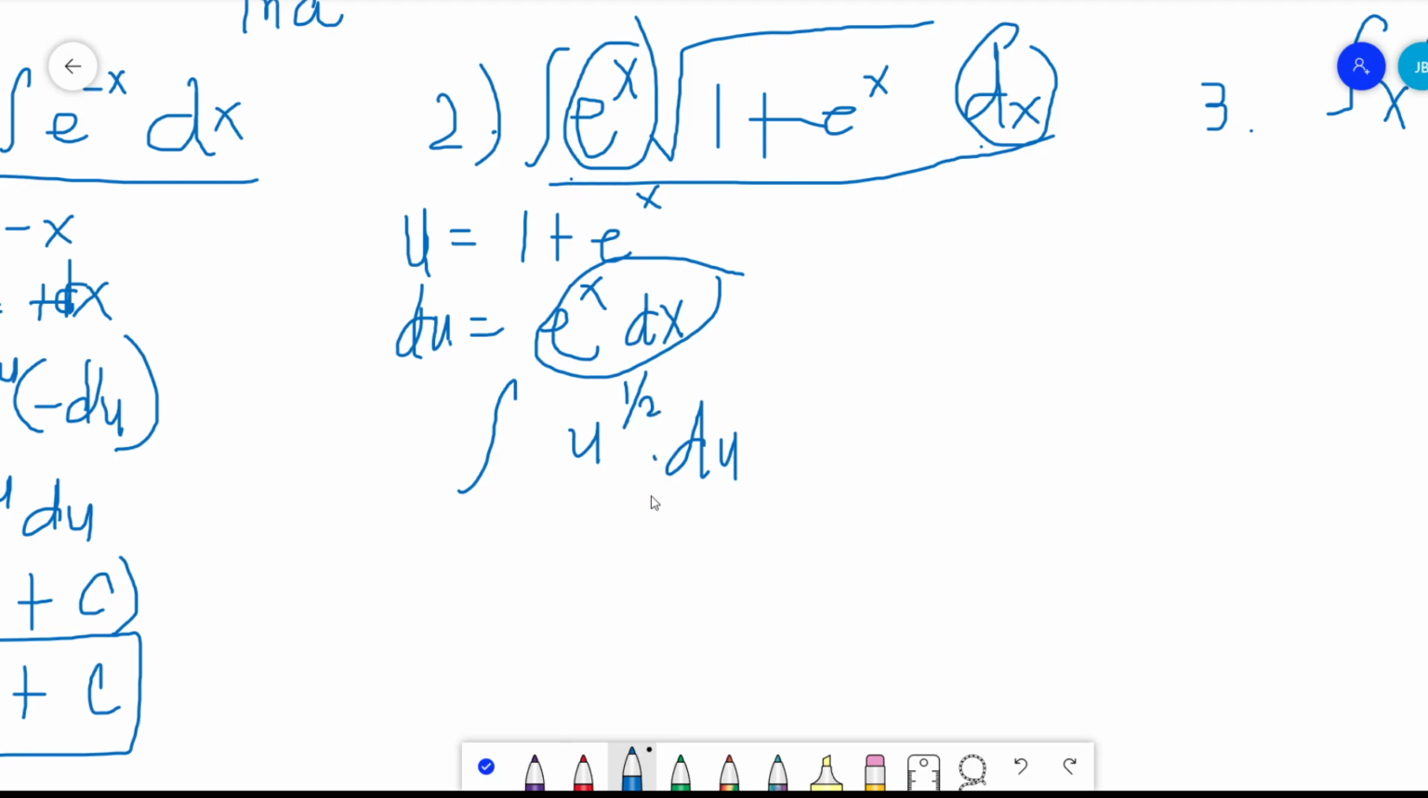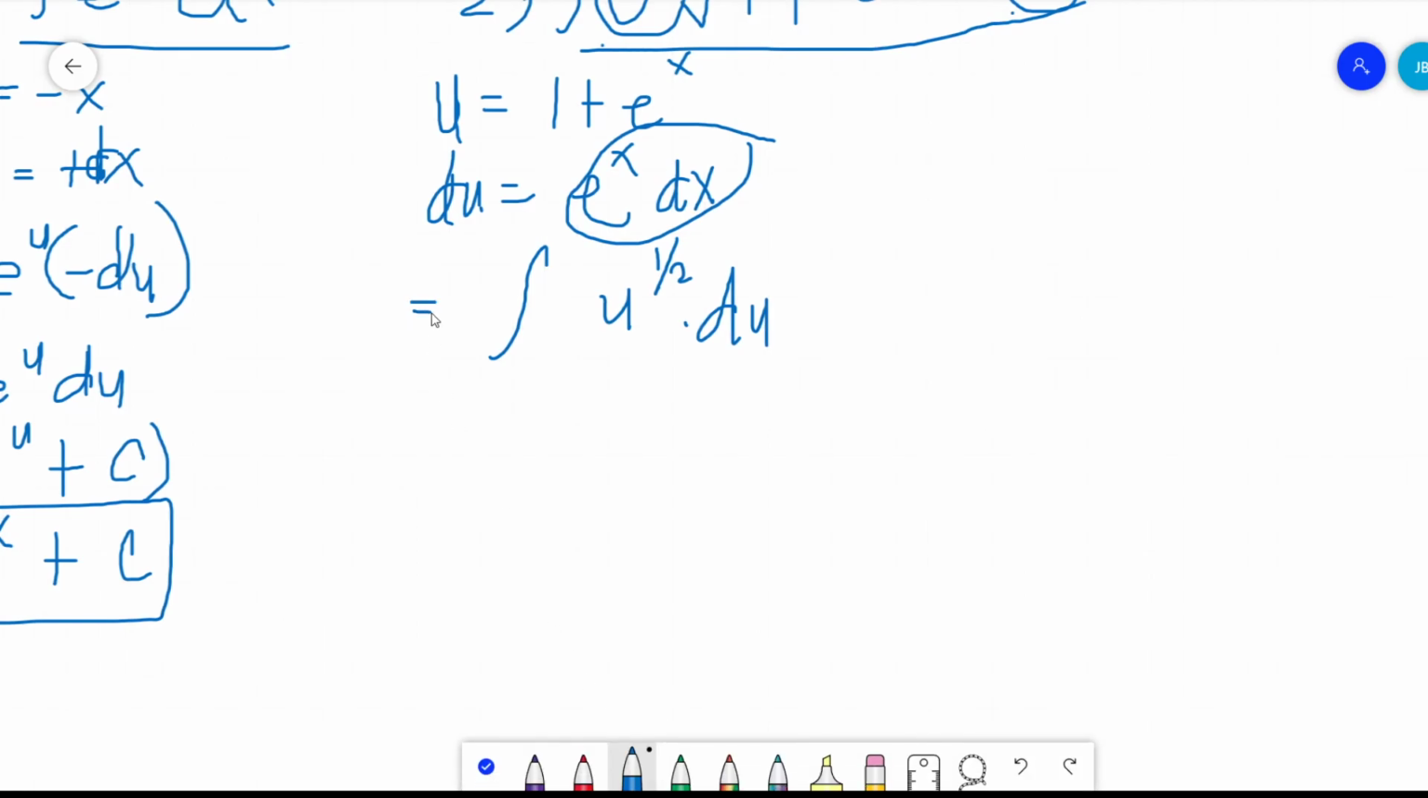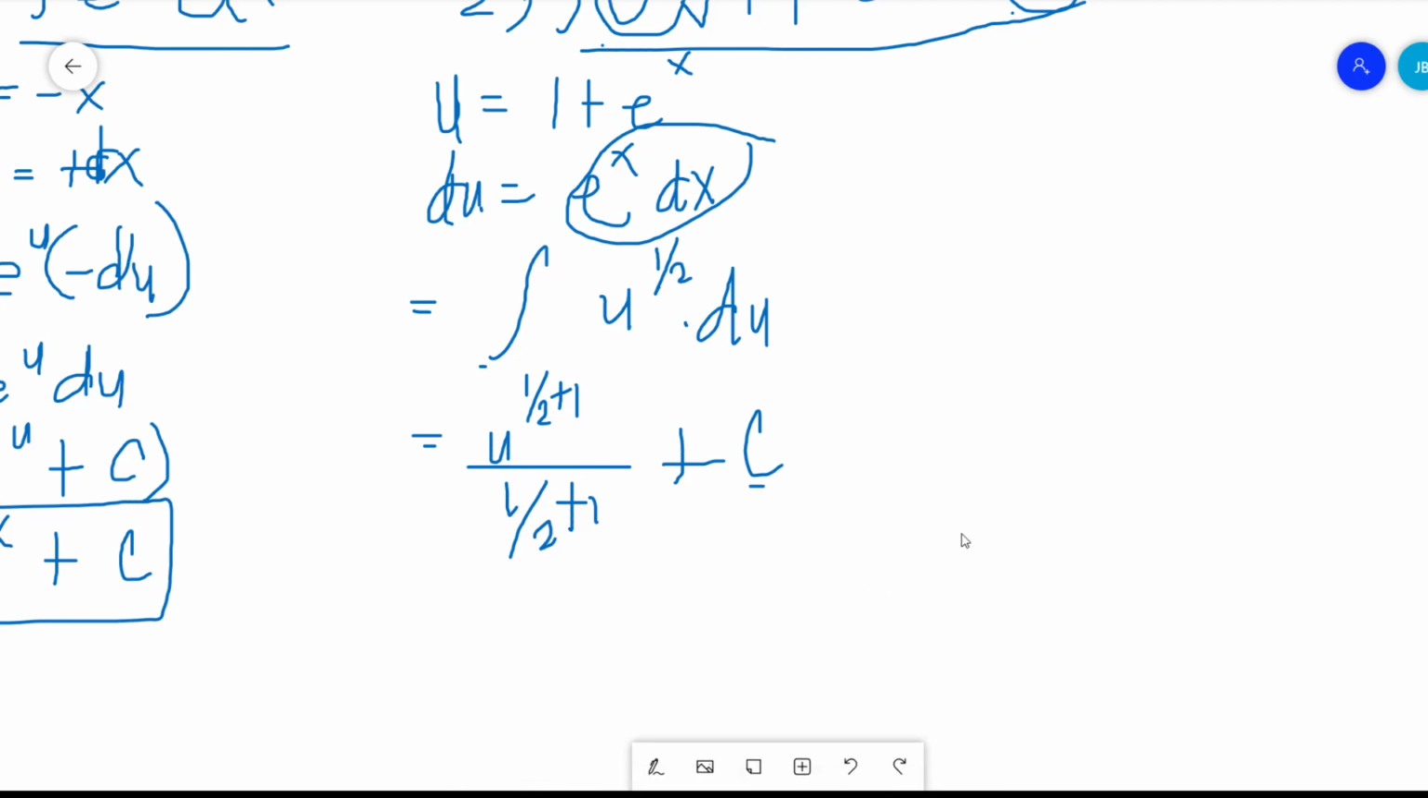Now you can use the power rule. So this is equivalent to u raised to 1 half plus 1, over 1 half plus 1, plus c. All right, so guys, some of you do not put plus c once the integral is gone. Mind you guys, that is not correct. If you do not put plus c there, if the integral is gone, then that is incorrect, even if your final answer has plus c.